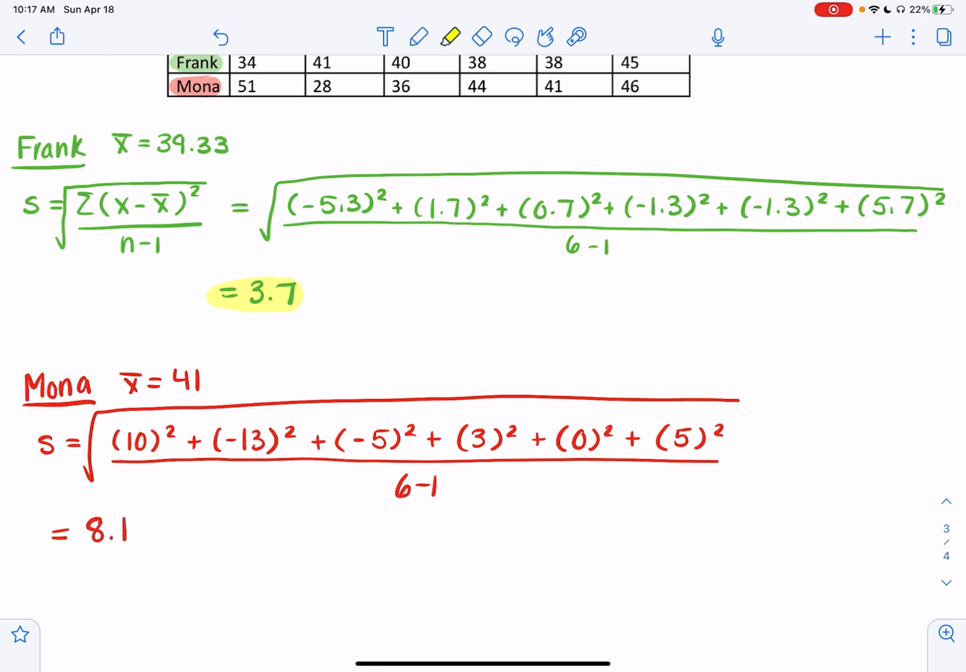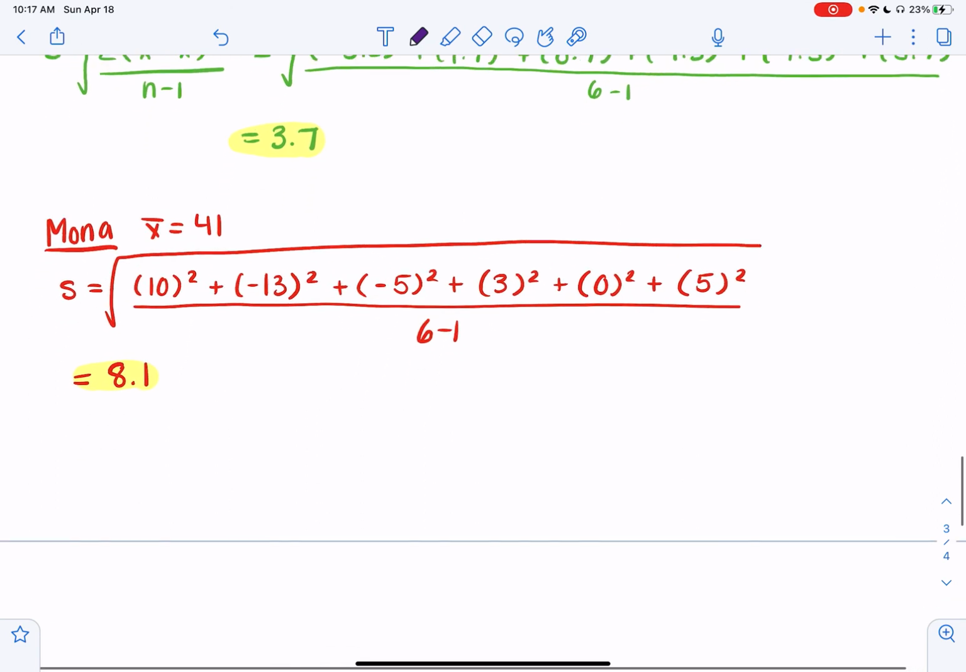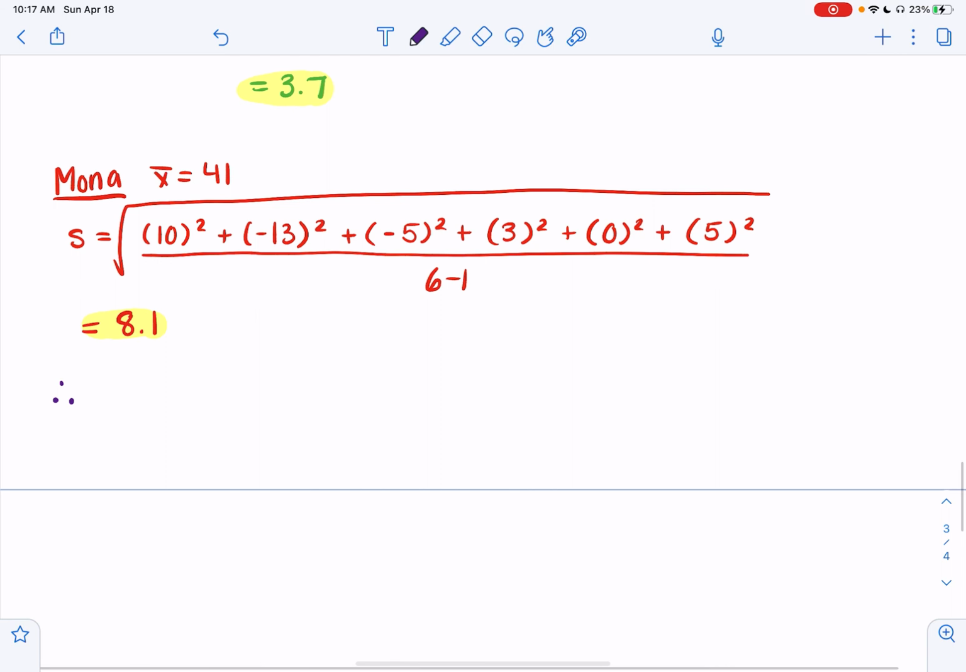So if I look here, although Mona lays more patio stones on average, Frank is more consistent because his standard deviation is lower, right? That means most of Frank's data points are closer to the mean, whereas Mona's are very, very spread out. So what we can say is therefore, Frank's work is more consistent.